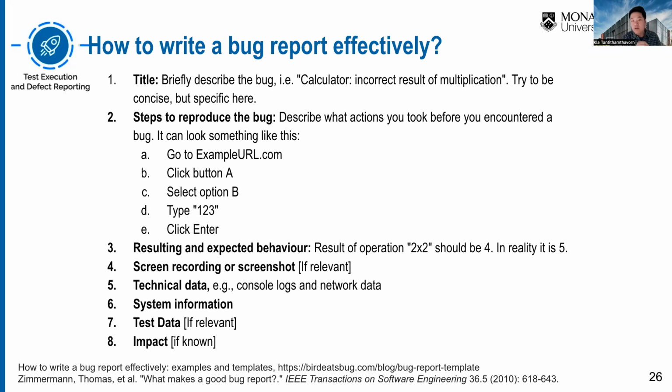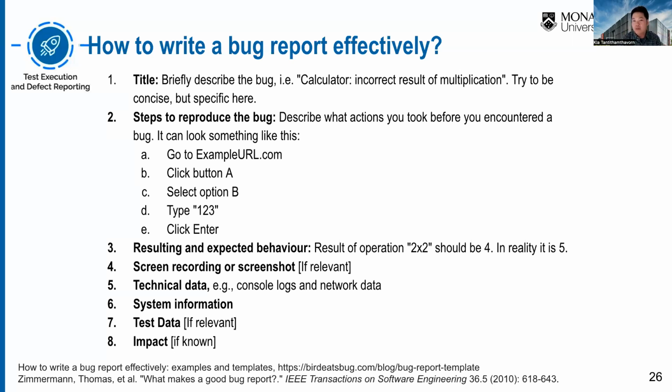For example, go to this URL, click this button, select this, type this, and click enter, and it shows like this, right? Or in the calculator, open the app, we input this one, type this one, it produces output like this, which is not what we expect, right? That's how we reproduce the bugs. What are the actual results of the behavior, and what is the expected behavior as well?